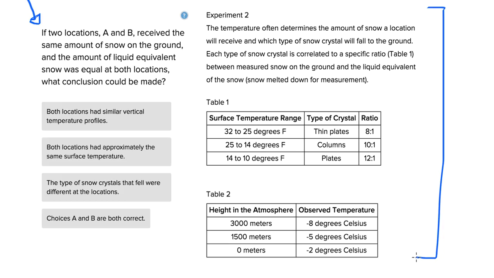If two locations, A and B, receive the same amount of snow on the ground, and the amount of liquid equivalent snow was equal at both locations, what conclusion could be made? So we know that when a location receives a certain amount of snow, depending on the temperature range of the surface, we get a different ratio of liquid versus solid precipitation on the ground.